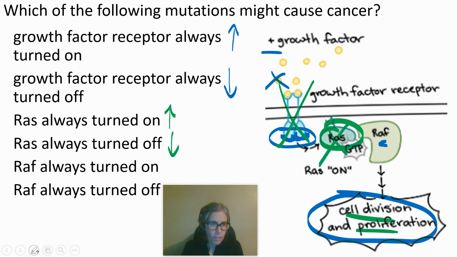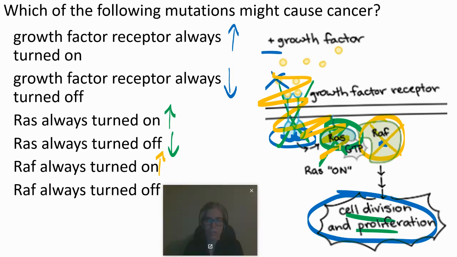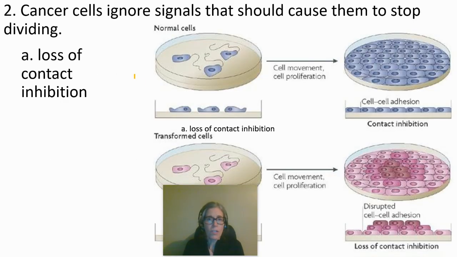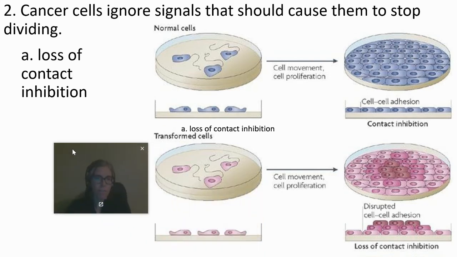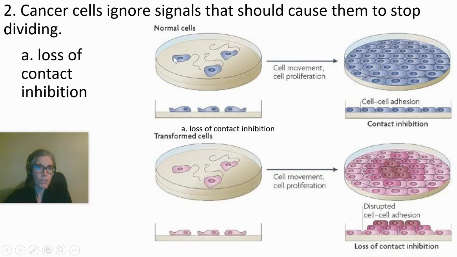Okay, what if RAF is always turned on? That's this one. So it doesn't matter what happened here. If RAF is always turned on, then you are more likely to have cell division and more likely to have cancer. And then the other way, if RAF is always turned off, then that's not working, and you are probably less likely to have cancer in this cell. Okay, so there are other things that can affect whether a cell does too much cell division.